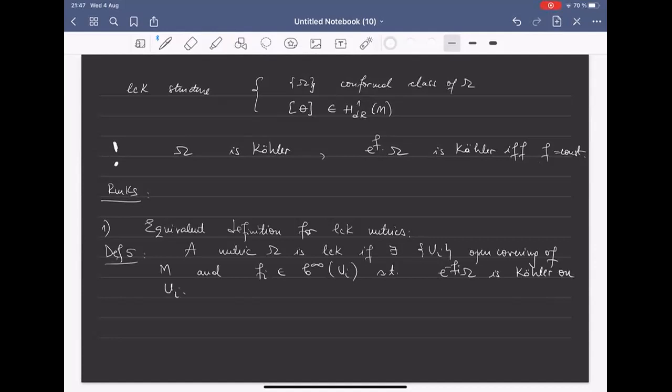Of course, a metric omega means that omega is already Hermitian. So a Hermitian metric omega is LCK if there exists an open covering and there exist some local smooth functions, such that omega multiplied with the exponential of these functions is Kähler on each open set U_i. Okay, let's see that this indeed is equivalent to definition number 4. So let's do the easy implication: definition 4 implies definition 5.